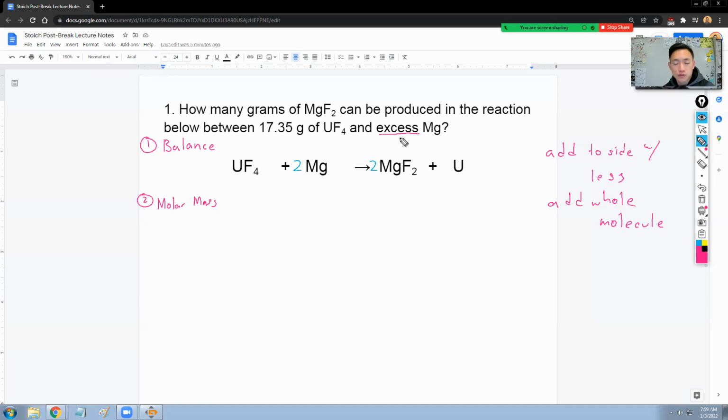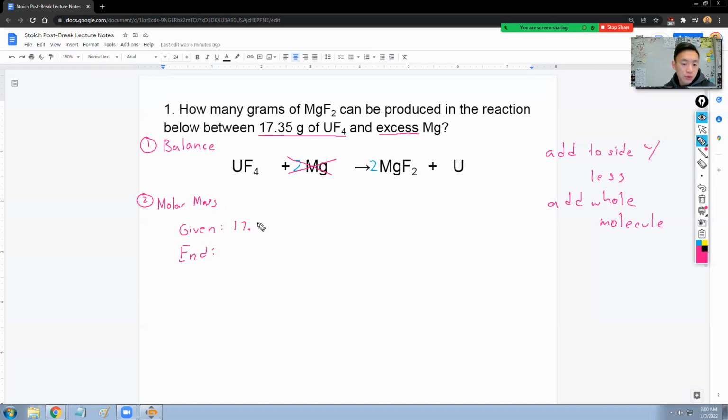An excess of it, you have so much. So what that means is our Mg is not going to be important in this problem. Now, we also know that when we do dimensional analysis or stoichiometry, it's important for us to know what the given number is, our starting number, and what we want to end up with. So if you take a look at this problem, the only number that we have is 17.35 grams of UF4.